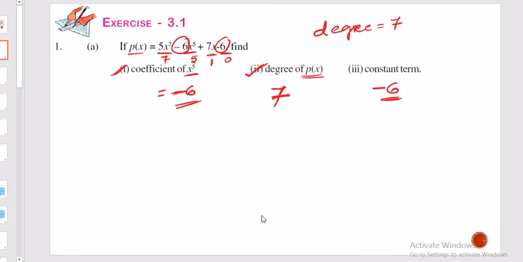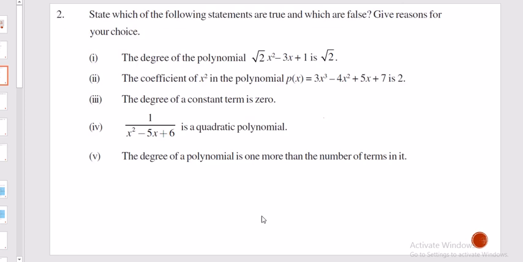Okay, next, moving on to the next question. Now let's see the question. State which of the following statements are true, and which are false. So you need to say whether they are true or false. If they are true, then you need to give the reason behind that, and if they are false, then also you need to give the reason. So anyhow you need to give the reasons, right?